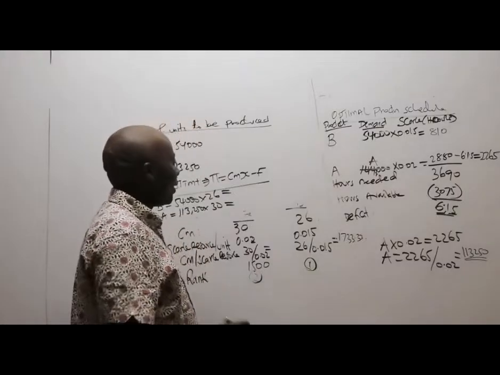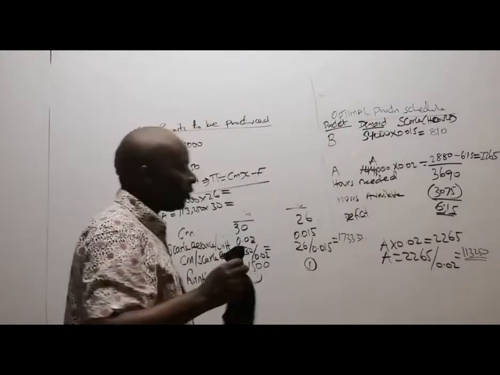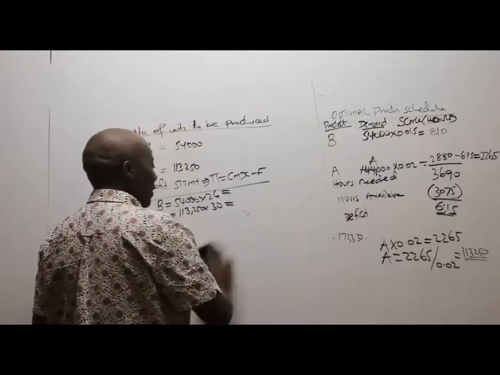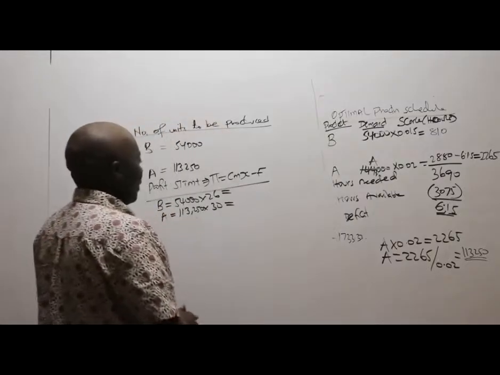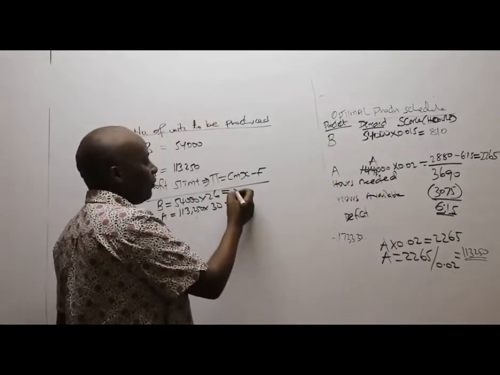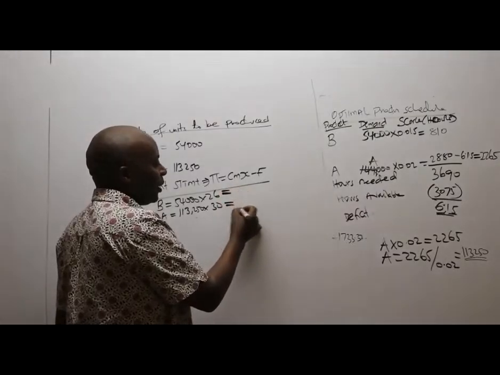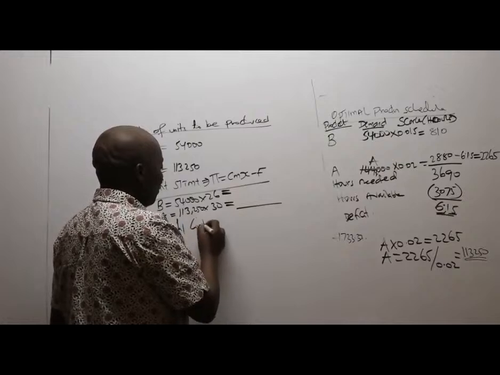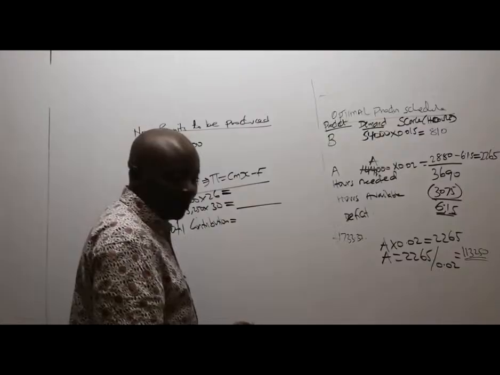Okay, could you kindly give me these figures very fast? Tell me what we have here. So B, what do we have here for B? What do we have here for A? Please give me the total contribution.